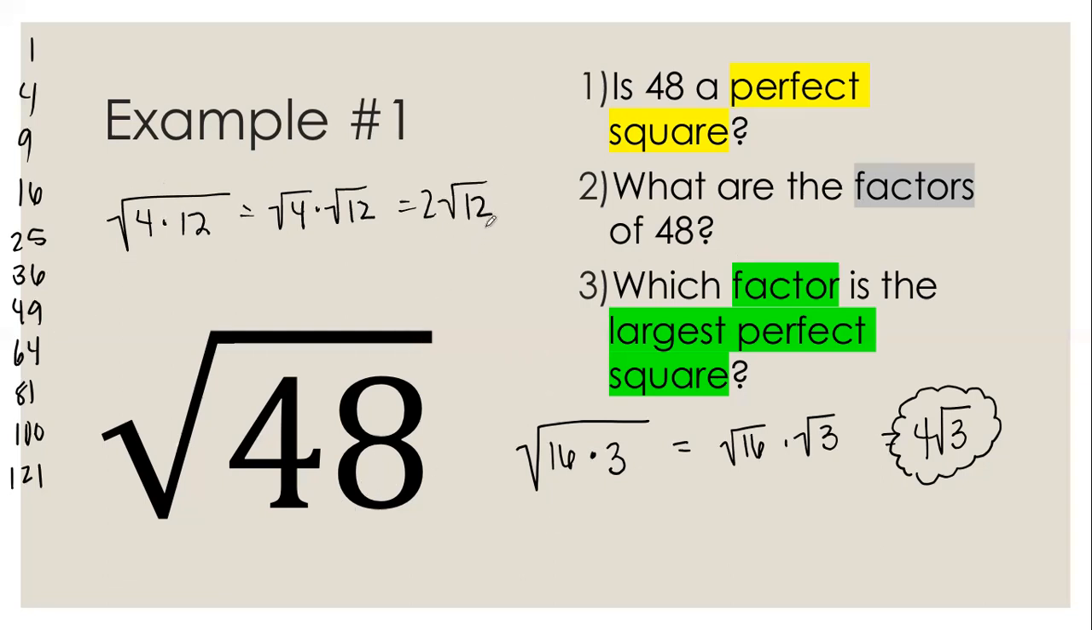But that's not the most simplified, because does any perfect square go into 12? No? Oh, 4. Okay, guys, these are the perfect squares. So I know that 4 times 3 goes into 12. So I would have to keep breaking this down. So I have 2 times the square root of 4 times the square root of 3. And what's the square root of 4? 2. So 2 times 2 would give me 4 square root of 3. So if I choose a perfect square that isn't the largest one, I'm going to have to keep going and keep breaking it down. So that's why you find the largest perfect square.